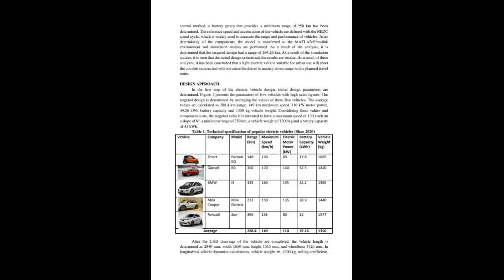In this paper, we calculated the average parameters of these 5 vehicles. Average of these companies' vehicles, for example, average range for high sale number vehicles, nearly 300 kilometer. Maximum speed for this vehicle as average, don't forget it, 150 kilometer per hour.